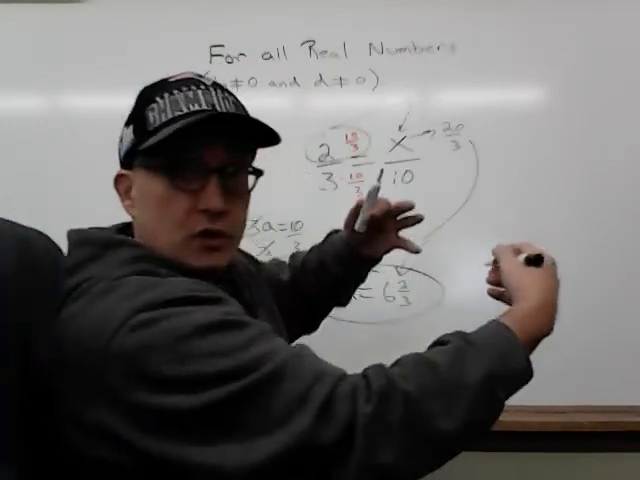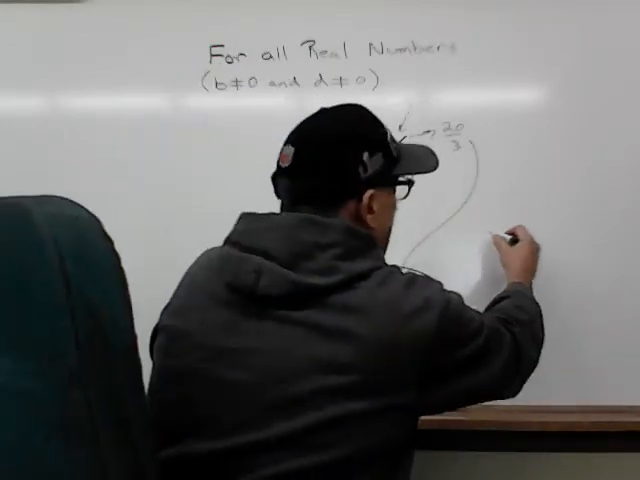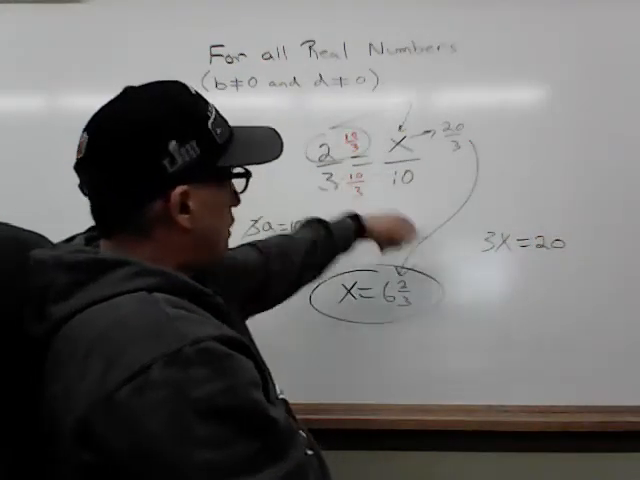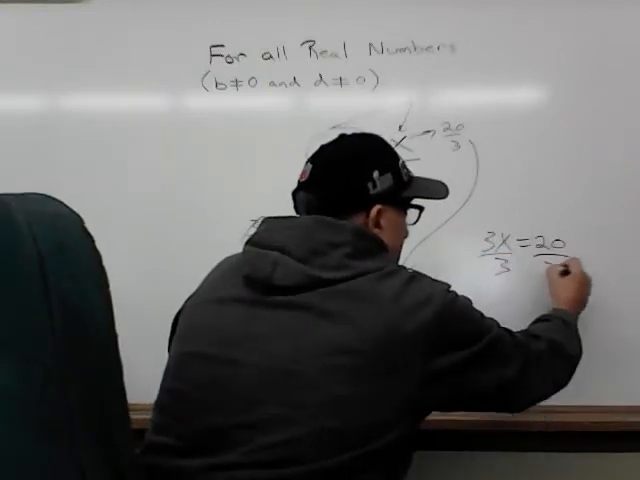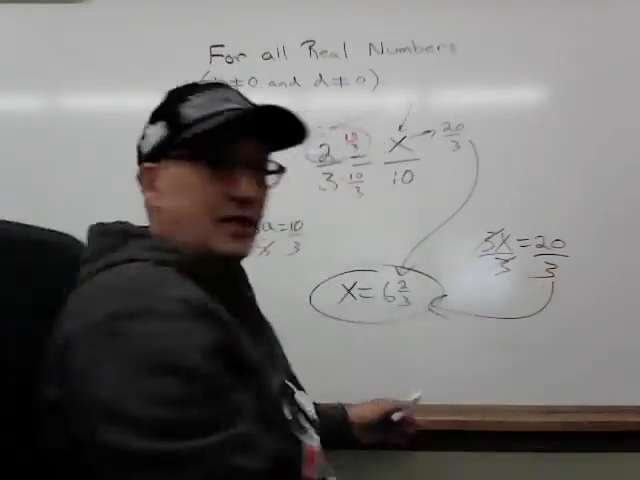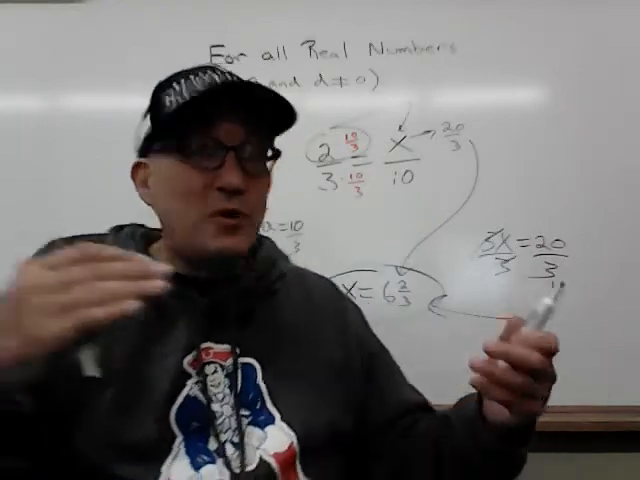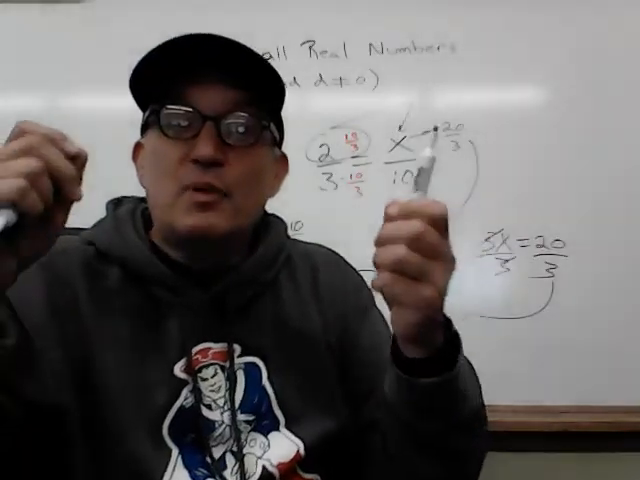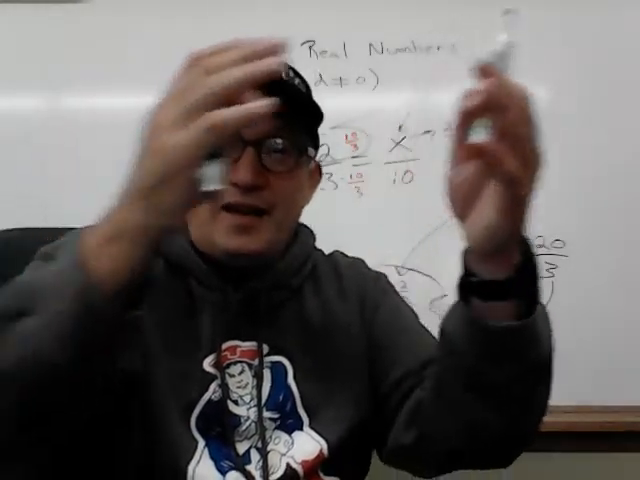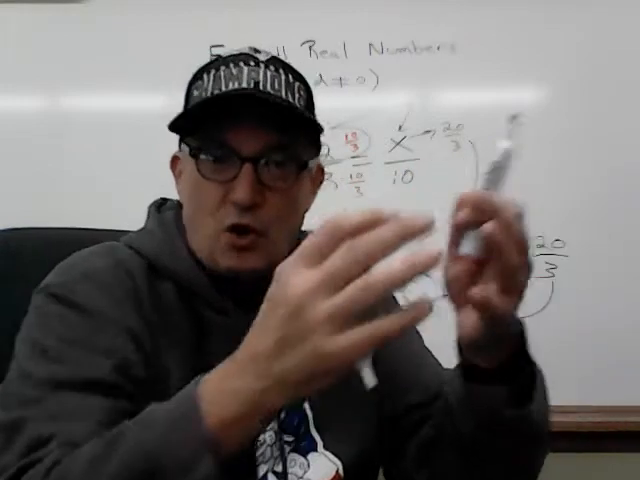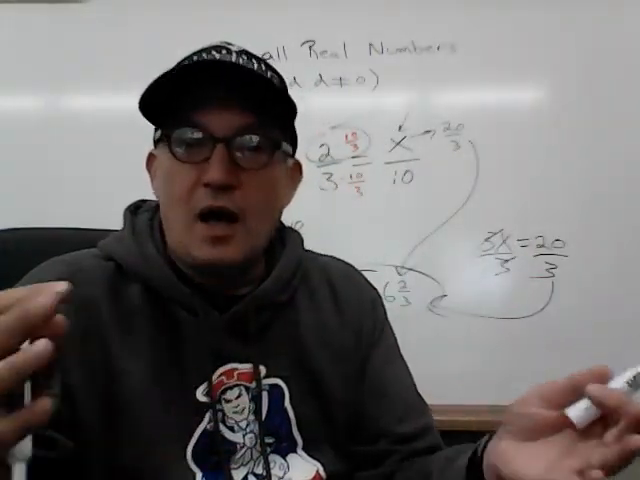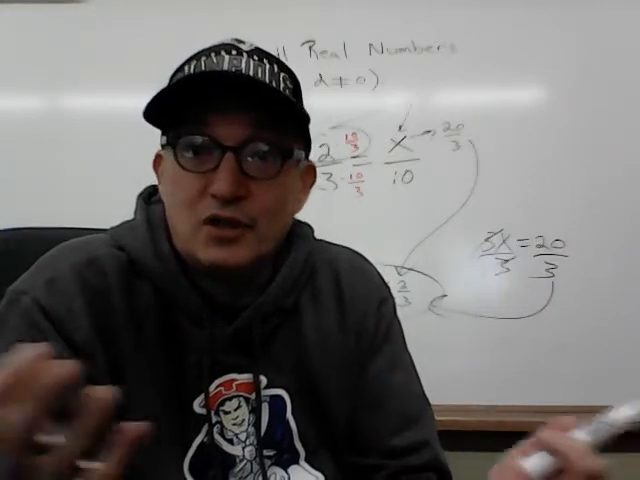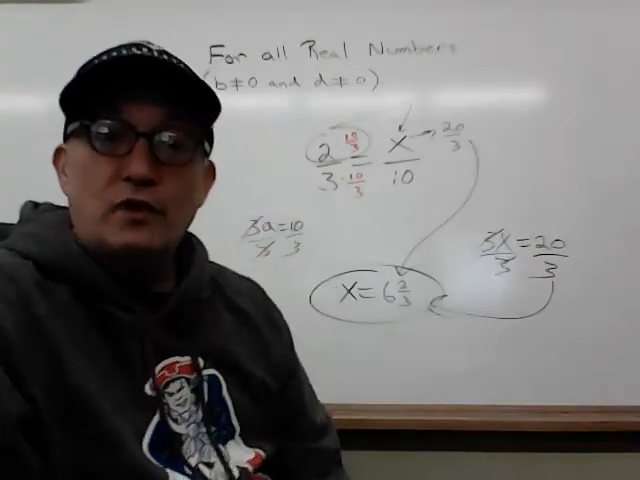When we used diagonal cross products to solve this, we had 3x equals 20, right? 3 times x equals 2 times 10. We divided each side by 3 and got x equals 20/3. Well, that's exactly what you get if you just think about equivalent fractions here. You see, the proportion and the diagonal cross products that always go along with the proportion are intimately bound up with equivalent fractions. It's just another way of looking at equivalent fractions.